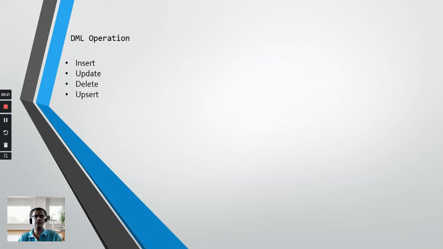DML operations are the commands to insert, update, delete the records in a table in PostgreSQL server. So whenever you want to insert, update or delete the records in a table, you can use these commands. Insert is used for inserting a record, update is used for updating a record, and delete is used for deleting a record. There is one more command called an upsert, which is a combination of an insert, update, and delete. So basically, if the record is not there, then it would insert. If it is there, then it would actually update it.